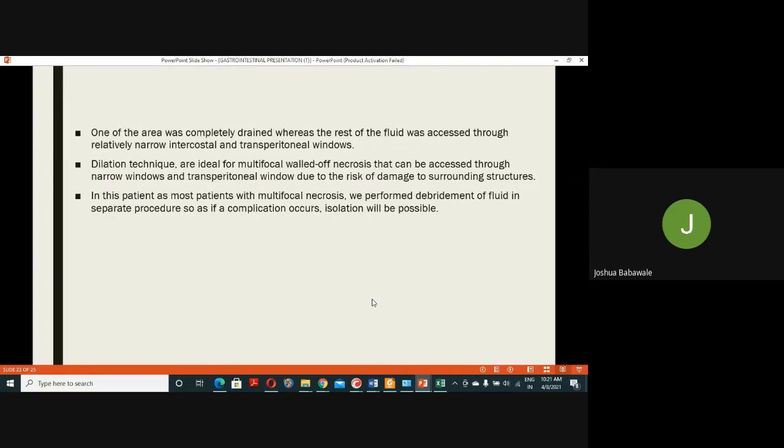One of the areas was completely drained, whereas the rest of the field was accessed through relatively narrow intercostal and transperitoneal windows. Dilation techniques are ideal for multifocal walled-off necrosis, as in this patient, and can be accessed through narrow windows and transperitoneal windows due to the risk of damage to surrounding structures. In these patients, as in most patients with multifocal necrosis, we perform debridement of fluid in separate procedures so that if a complication should occur, isolation should be possible. Next.